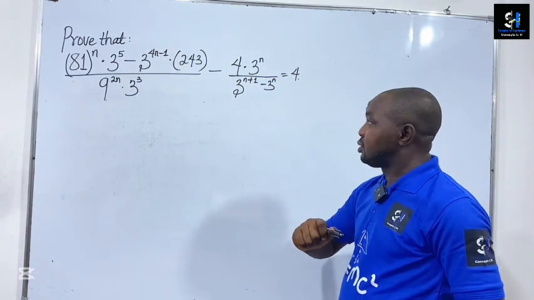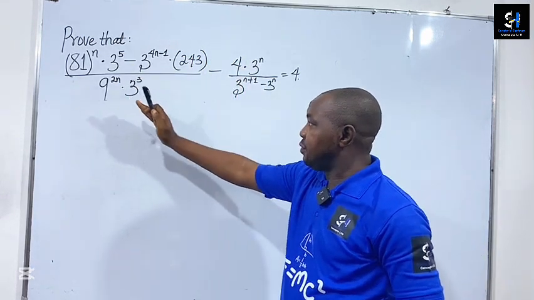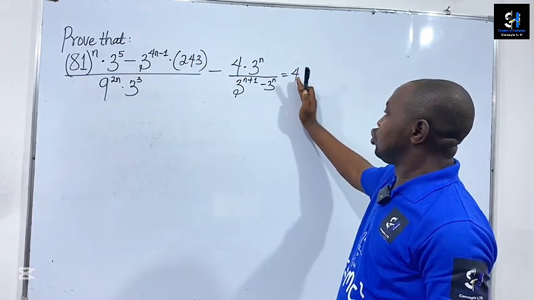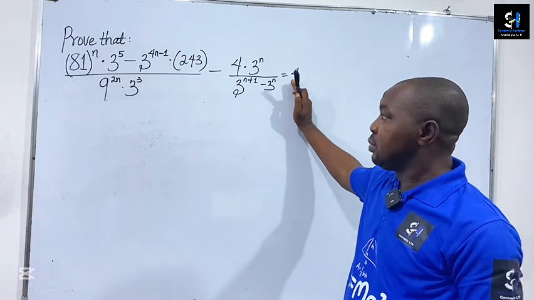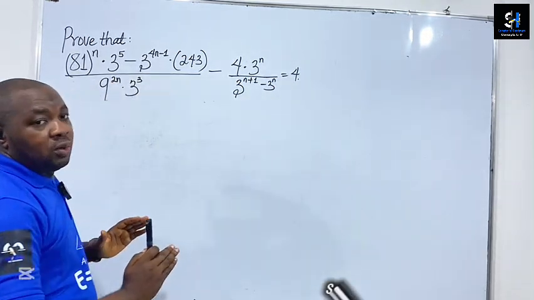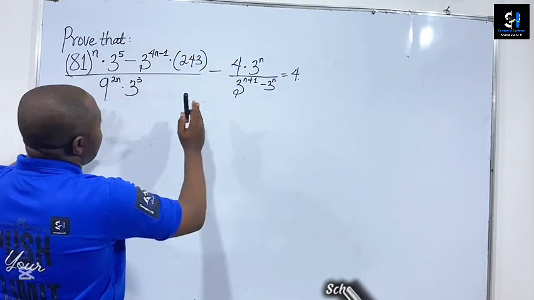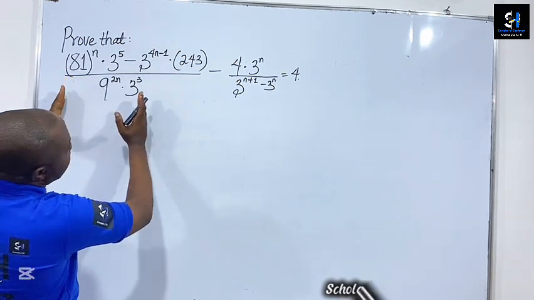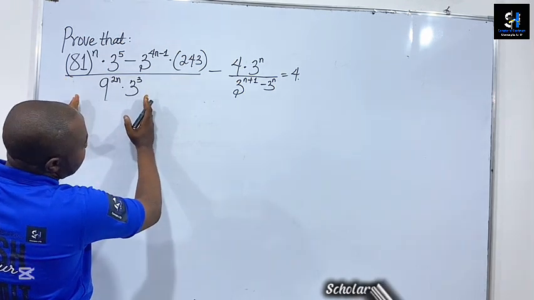Now let's prove that this expression, when simplified, will be equal to 4. This is the left hand side, and this is the right hand side. We want to prove that when we simplify the expression on the left hand side, we're going to get 4.